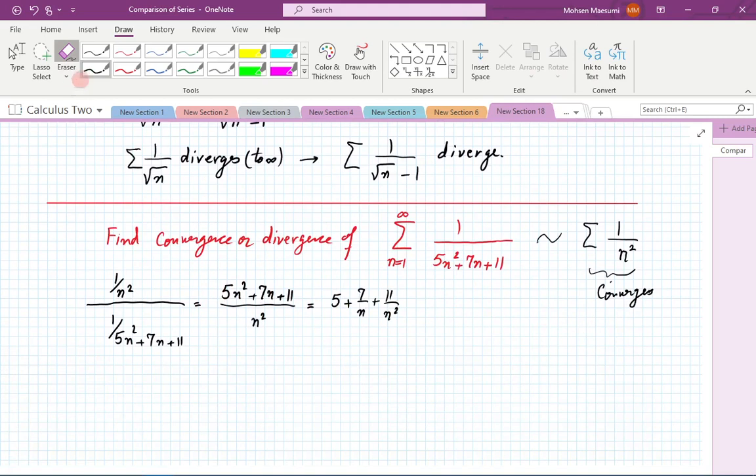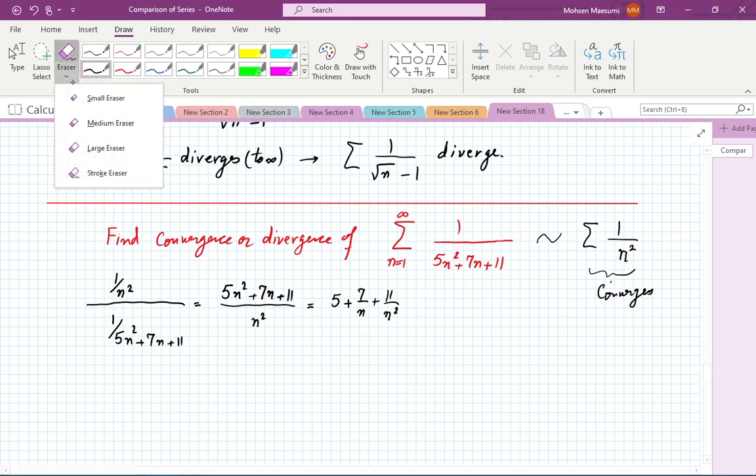The reason for this is that the limit of the ratio of the two terms is a number between 0 and infinity. That means if one of them converges, so will the other one. I know this one converges because of the p-series test or because of the integral test. This exponent is larger than 1, so this one converges. As a result, I know that this one will converge as well.